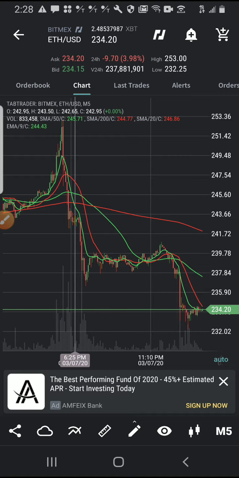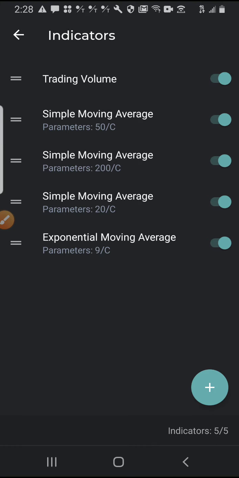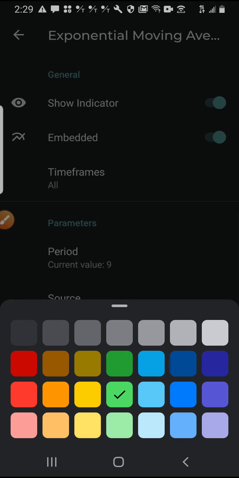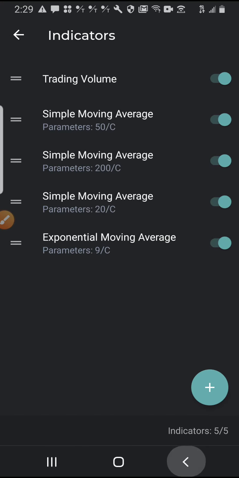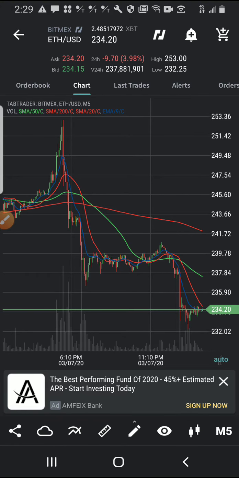Okay, I actually have 2 green, so I might try to check. Let me see if I can put this in another color. Okay, yeah, so you see my exponential moving average is actually going in accordance with the candlesticks as each price level closes. And you also notice on the red one, I think that was the 20-day moving average.